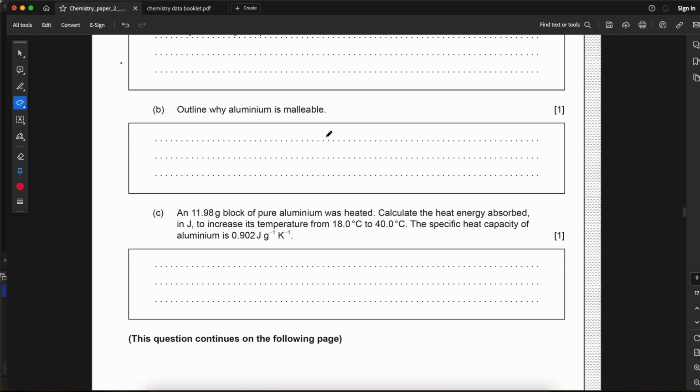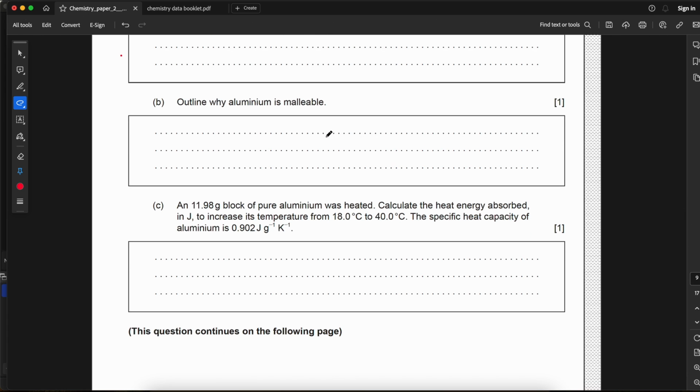Okay, outline why aluminum is malleable. Malleable means it's easy to bend or hammer it into shapes, but layers of cations slide one over another even without disrupting bonding or changing the shape. It does not disrupt bonding.